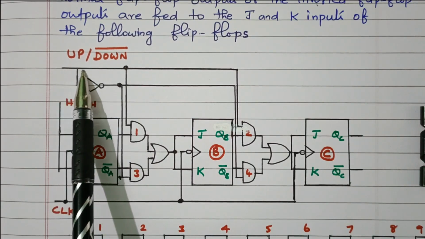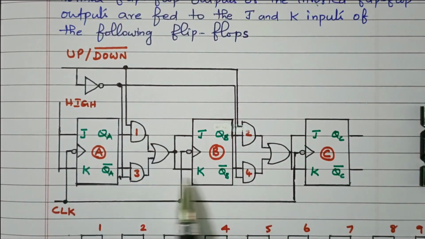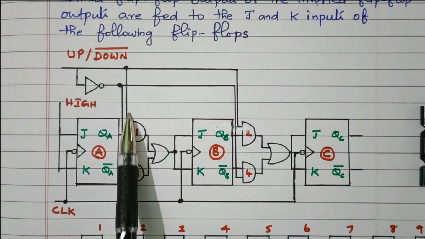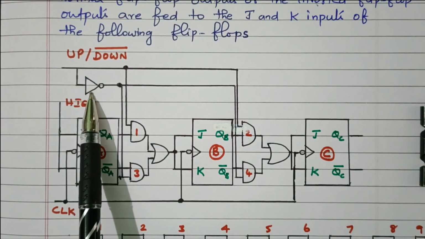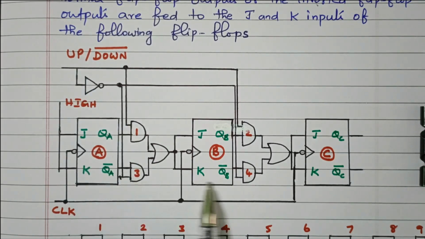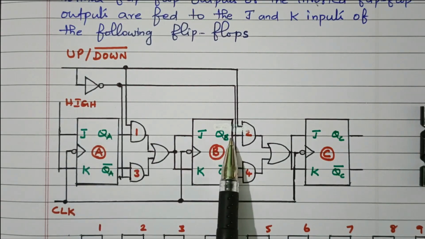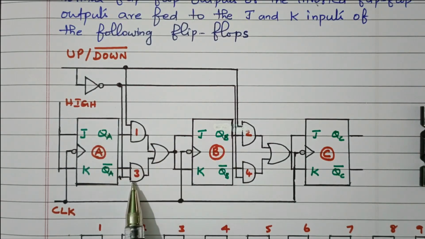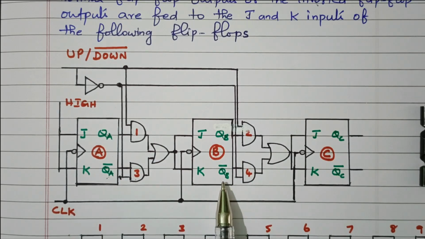Here we have 4 AND gates available: 1, 2, 3, 4. The control signal M is directly connected to AND gates 1 and 2. For the inverted signal, we are using a NOT gate. If M is 0, then 1 is connected to AND gates 3 and 4. AND gates 1 and 2 are connected with QA and QB, the normal outputs of the flip-flops. AND gates 3 and 4 are connected with the inverted flip-flop outputs, QA bar and QB bar.